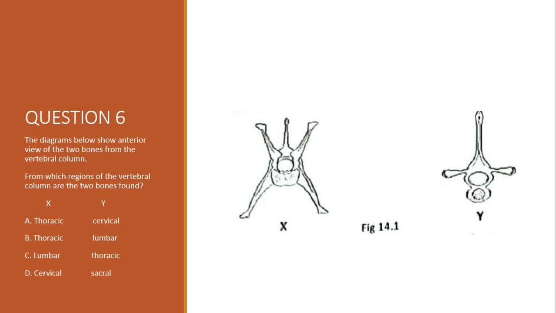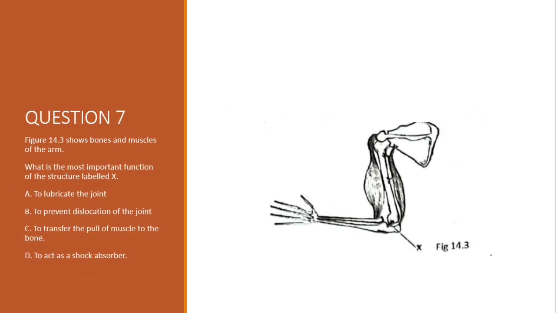Alright, so if your answer was A, you are wrong. And if your answer was B, you are wrong. The answer for question 6 is actually C. So X is located in the lumbar region, and then Y thoracic. All right, my excellent biology students, let us move on to question 7.